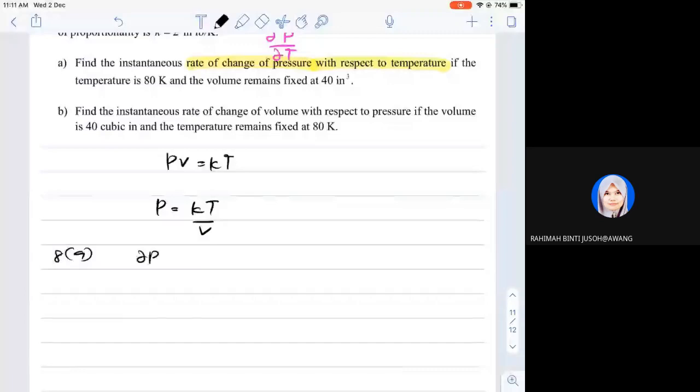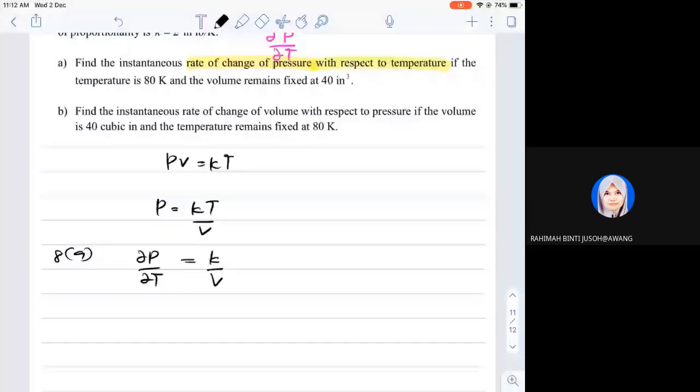So which means that we need to find apa ni? Rate of change of pressure. Pressure adalah P. So del P over del T. Yes, very good. Del P over del T. So first of all, guys, we need to make sure P becomes the subject. Okay, so P equals to KT over V. So, question A, it is solution dia. Del P over del T, T is the variable. So, K dengan V jadi constant.